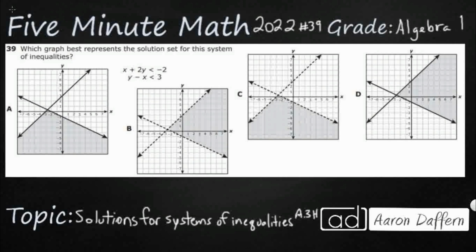So we have four graphs. One of them is going to best represent the solution set for these inequalities right here. And we can't really do much right now because they're given to us in standard form. Instead, we need to turn them into slope-intercept form. If we do that, we will find out our slope, we'll find out our y-intercept, and that will at least help us identify which line is which.